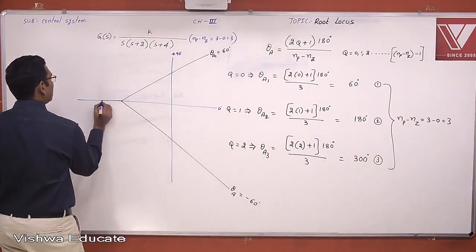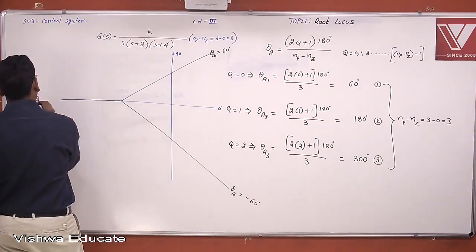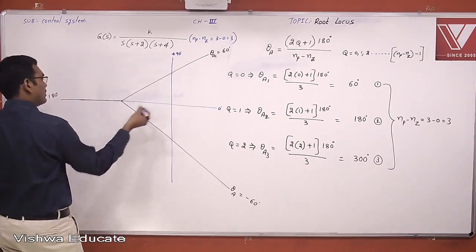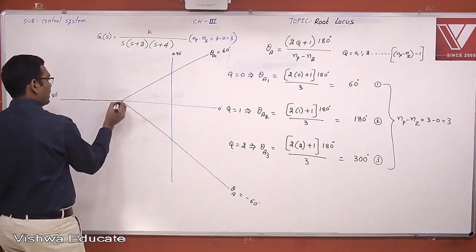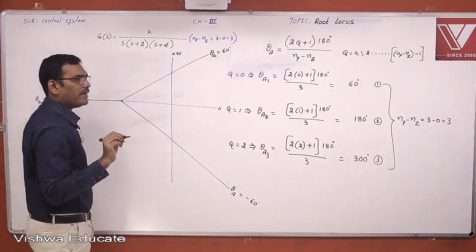This is 180 degrees. Now, this is 180 degrees, which means minus 180 degrees and plus 180 degrees are the same, both are same. That's what I am saying: angles of asymptotes are always symmetrical.